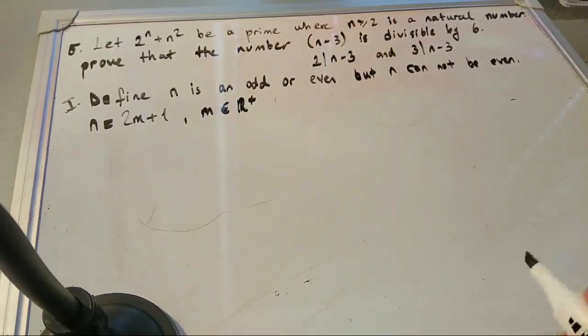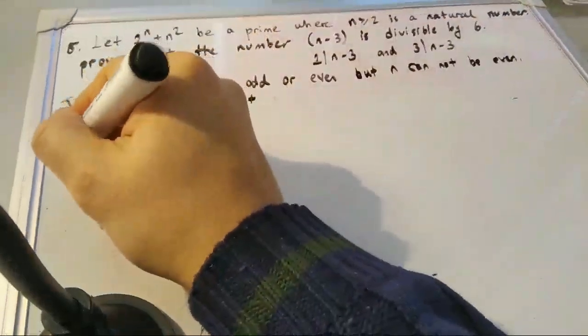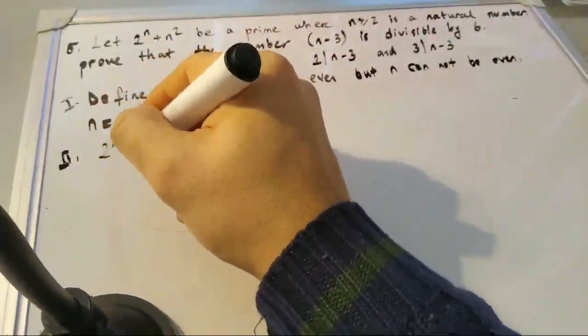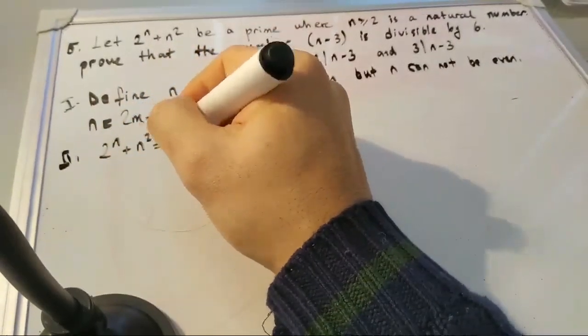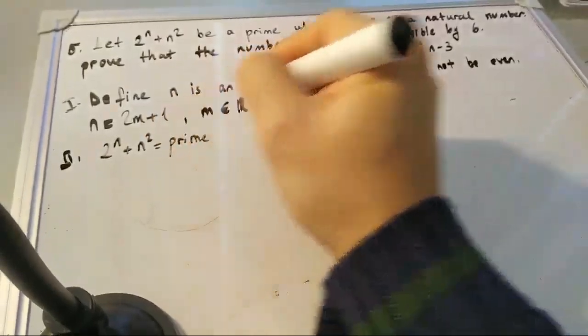Okay. The second part, we said that 2 to the power of n plus n squared is prime, so n is an odd number.